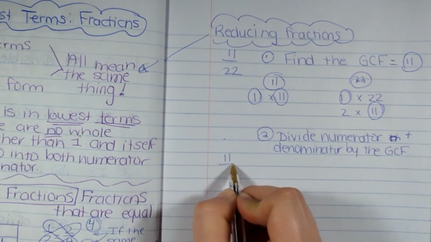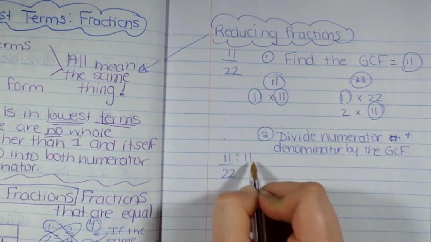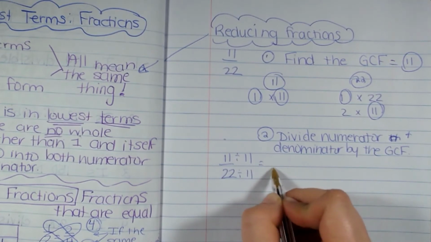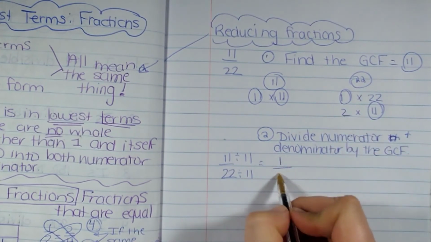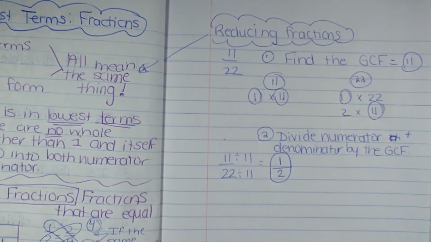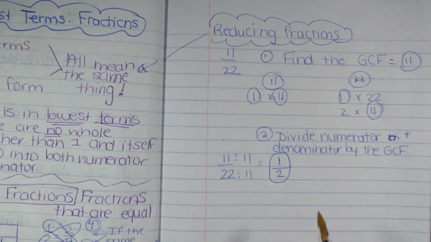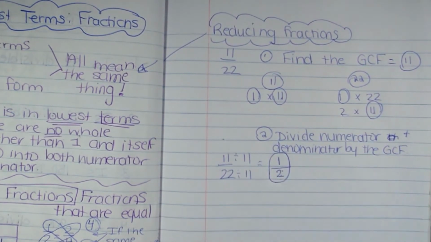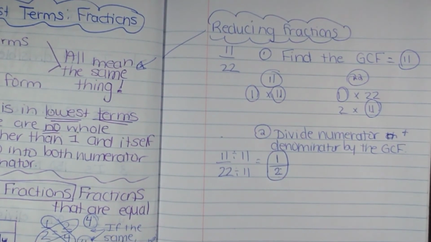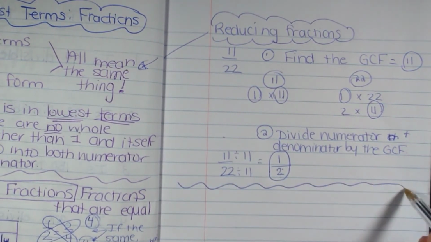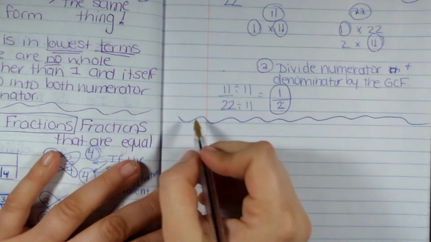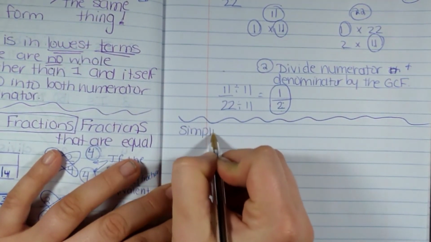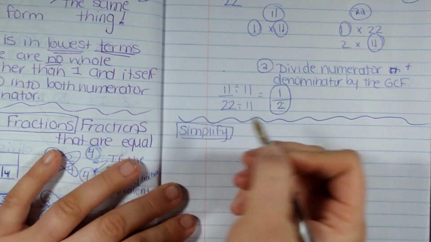So I would do 11 divided by 11 and 22 divided by 11. Well, you basically already have the answers, 11 times 1 and 11 times 2. So 11/22 in simplest form is 1/2. So that is how you would reduce. I'm going to do another example. We're going to simplify. Those are my instructions.